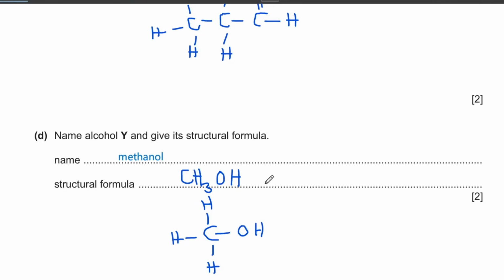So from the display formula you can get the structural formula, but it's also easier to write the structural formula. You just replace 1 hydrogen with the OH or any of the functional group. But then for this question, our structural formula is CH3OH.